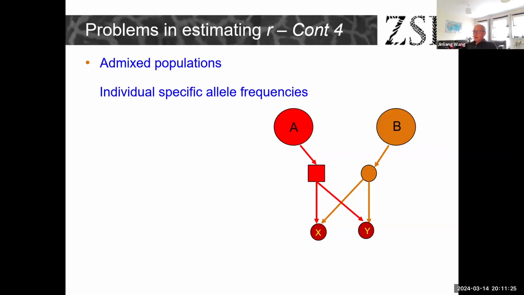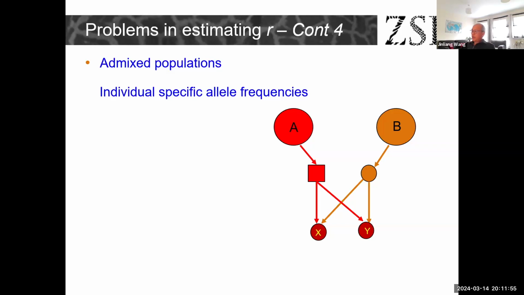Another more complex situation is an admixed population. Here I show an example. We have populations A and B, and from A we have a male individual, and from B we have a female individual, and they interbreed to produce individuals X and Y. Apparently, X and Y are hybrids. They are F1 individuals.